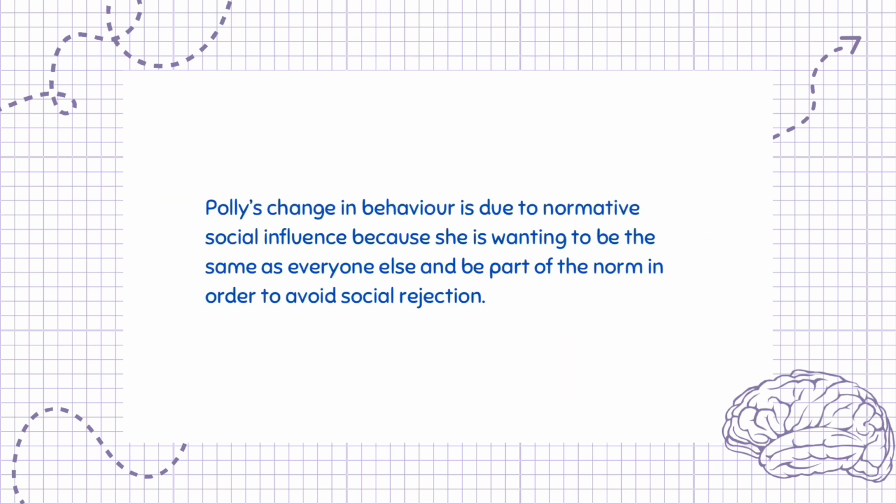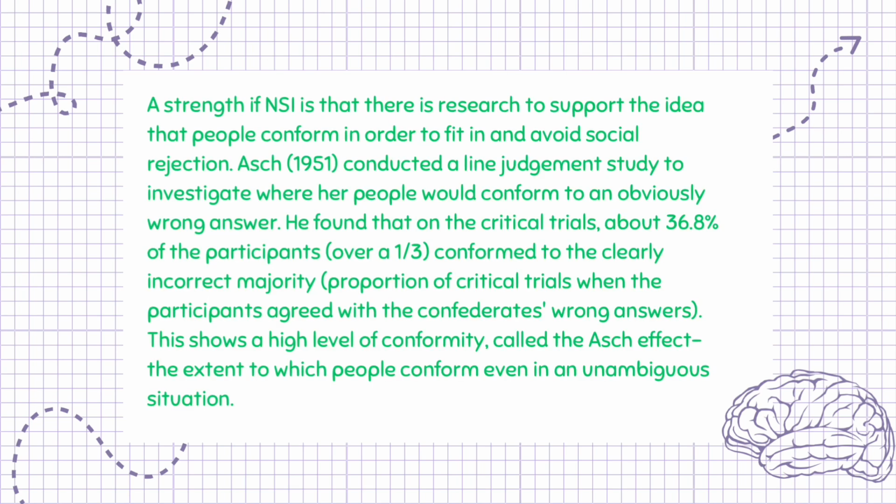Polly's change in behavior is due to normative social influence because she is wanting to be the same as everyone else and be part of the norm in order to avoid social rejection. A strength of NSI is that there is research to support the idea that people conform in order to fit in and avoid social rejection.